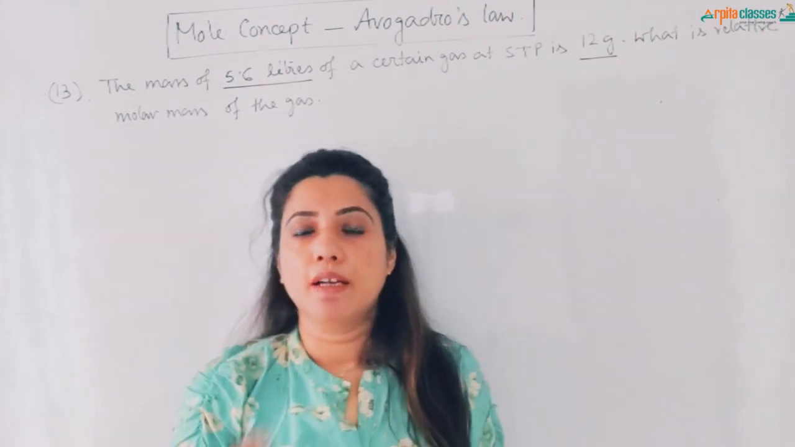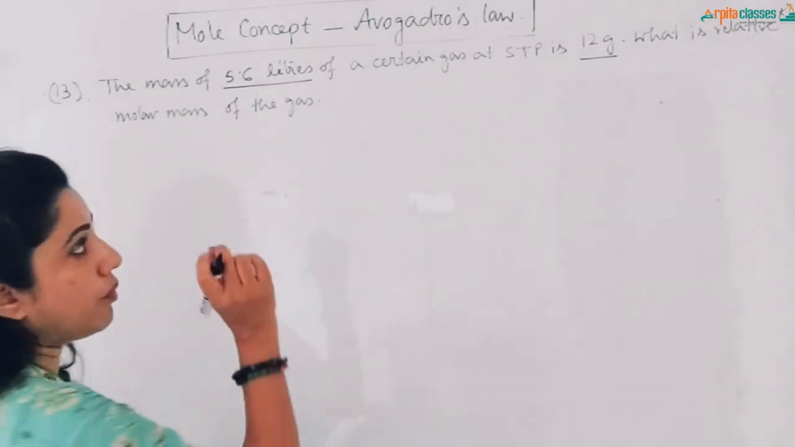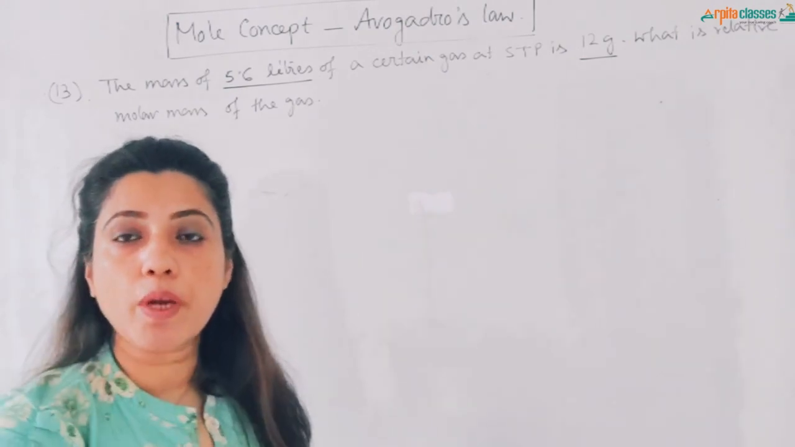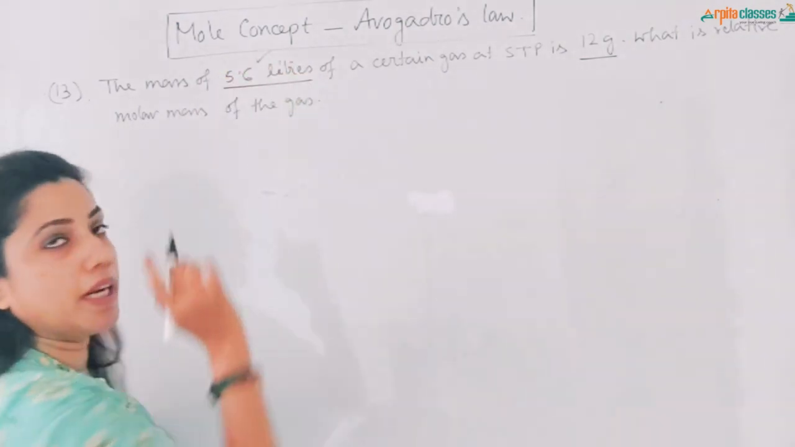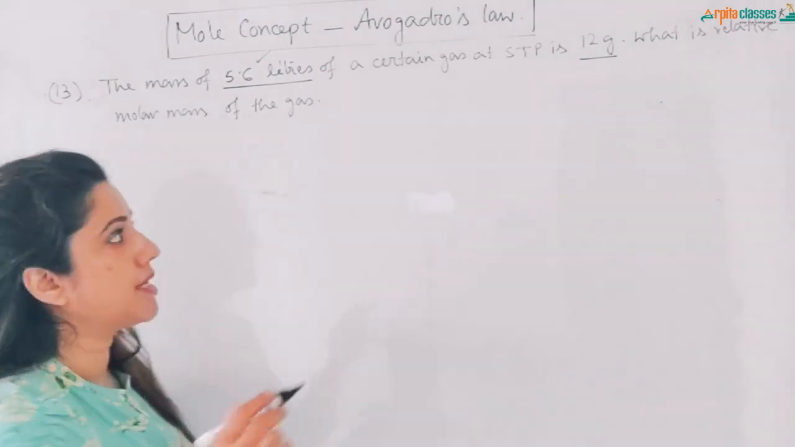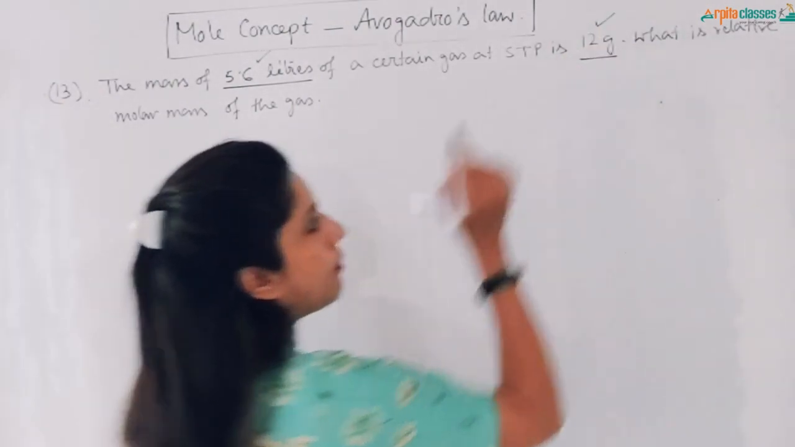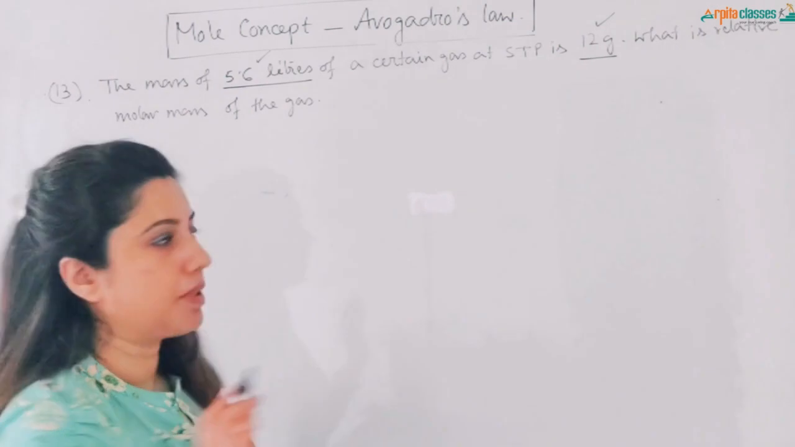So we know that we have the relationship. First of all, we need to understand which two things we are going to take out from those four relationships. One is liters, which is related to 22.4 liters at STP, and one is 12 gram, which is related to the molecular weight of the substance.